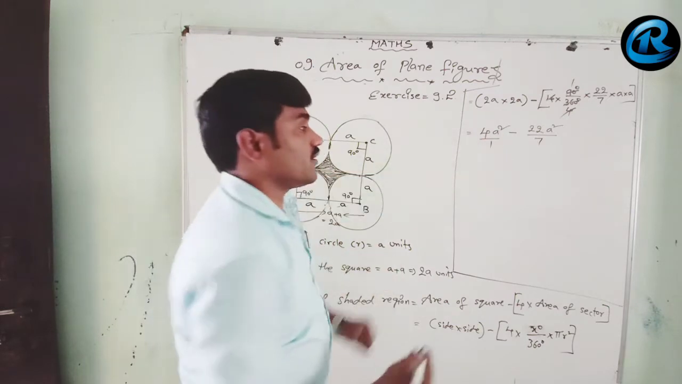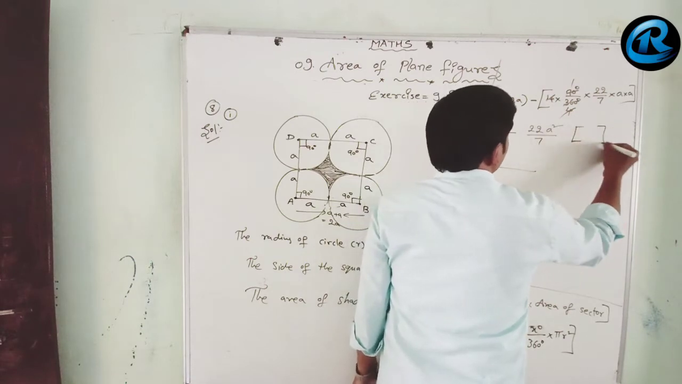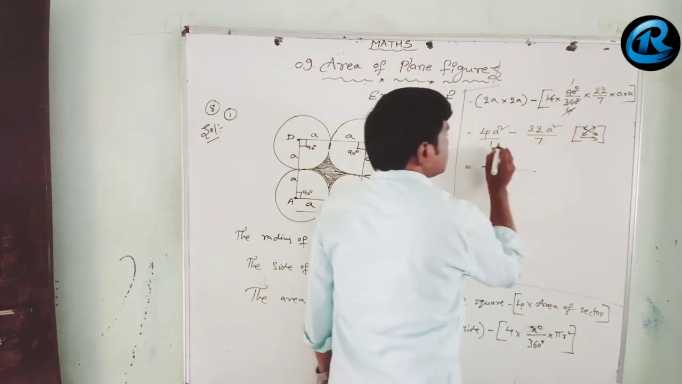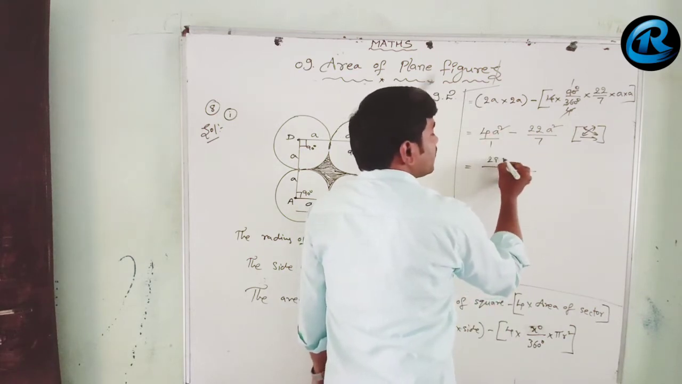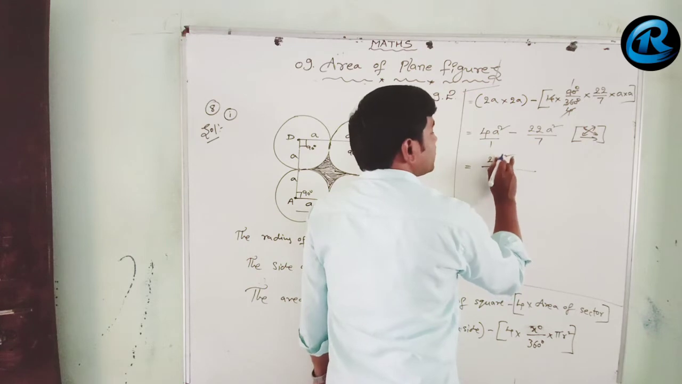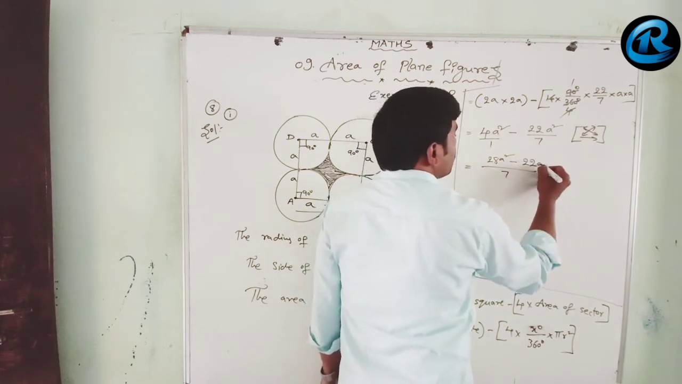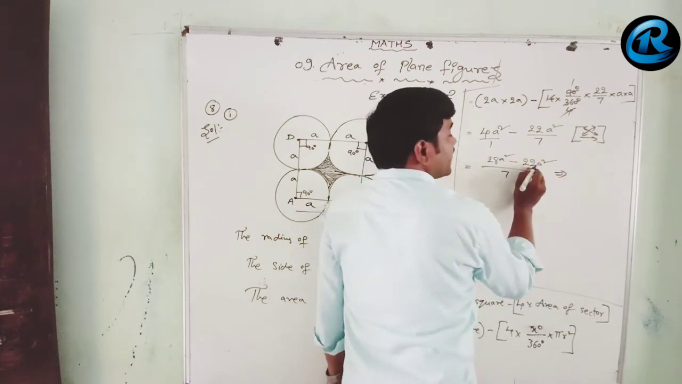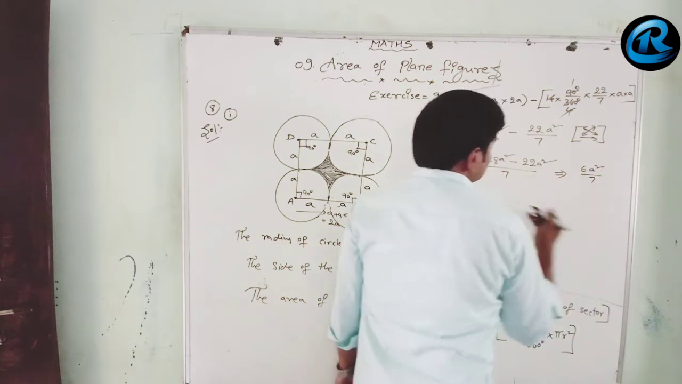We can write the denominator as 1. So like that, and we do the cross multiplication now. In the cross multiplication, what can we observe? Let us see. 1 into 7 is 7. 7 into 4, 28 a square, minus 1 into 22, it is 22a square. Now let us subtract 22 from 28, and we get 6a square by 7.